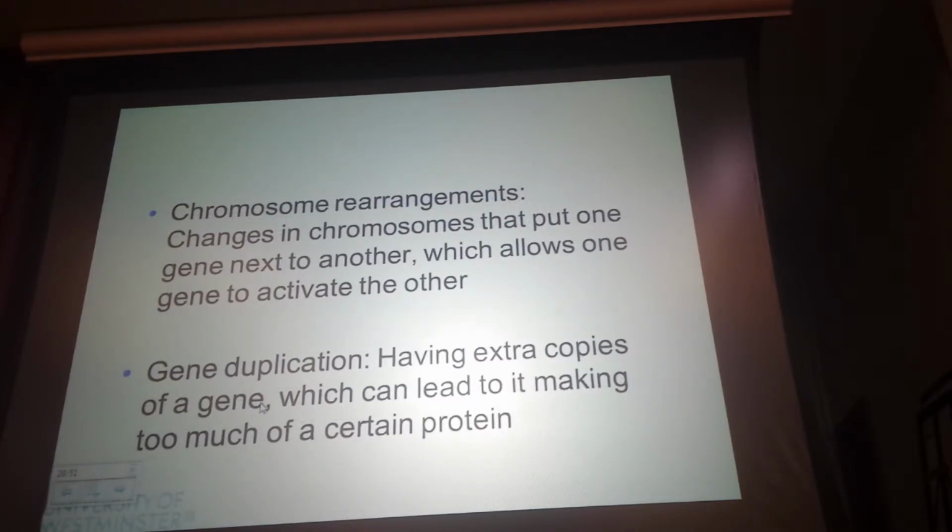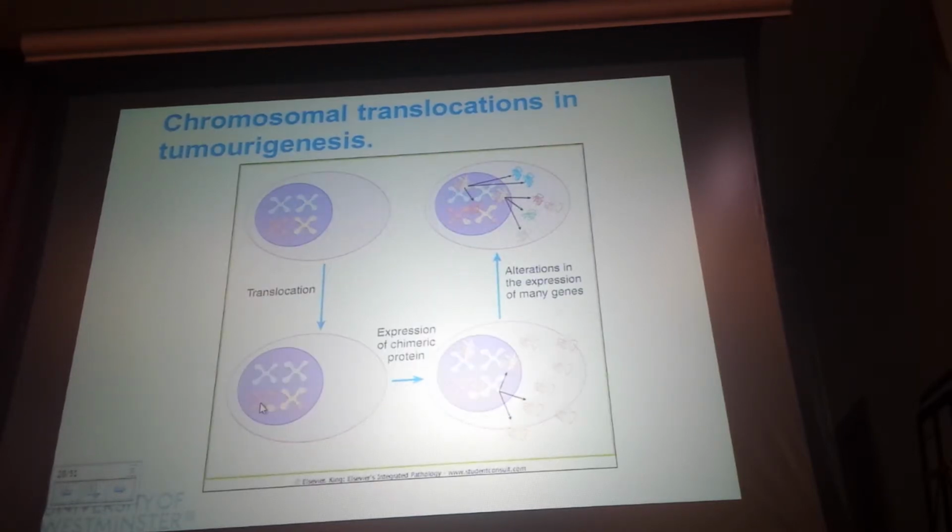So chromosome rearrangements are changes in chromosomes that put one gene next to another one. I've showed you a slide before with the 3 types of mutations that can occur in oncogenes. So then you have one gene that was not necessarily expressed which becomes all of a sudden expressed because it has changed its promoter. Or you can have also gene duplication where you have extra copies of the same gene. And so then you have too much of a certain protein. So that's an example of chromosomal translocation in tumourigenesis.